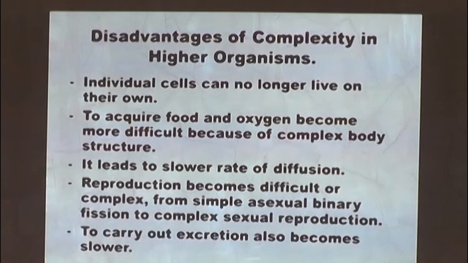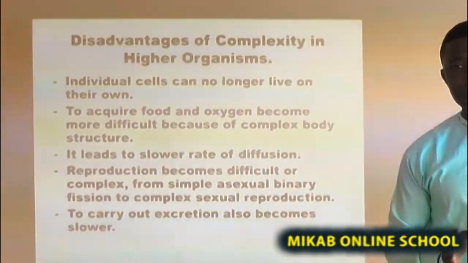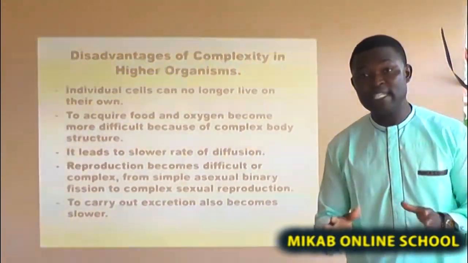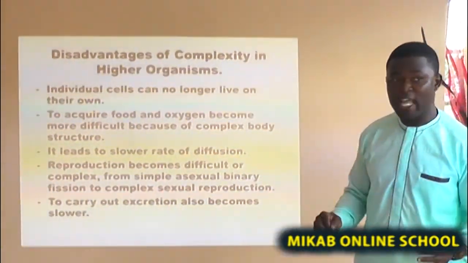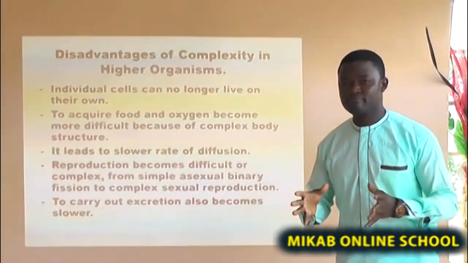Complexity leads to a slower rate of diffusion, and that is because the body size has increased. Reproduction becomes difficult or complex, from simple asexual binary fission to complex sexual reproduction. Finally, carrying out excretion also becomes slower. Before, excretion was by simple diffusion. But now, it is more complex.